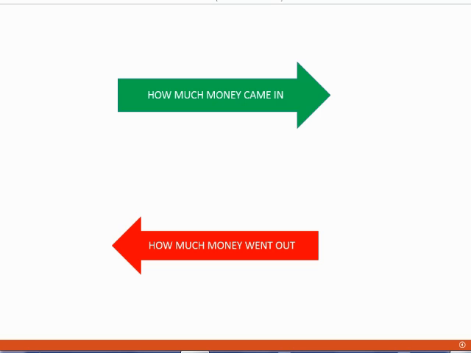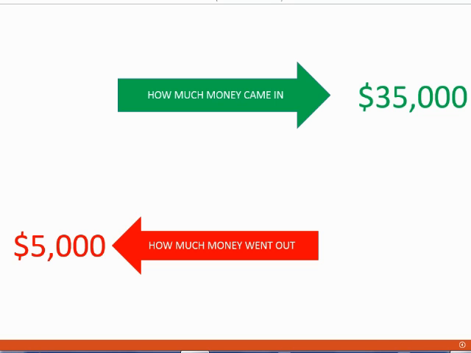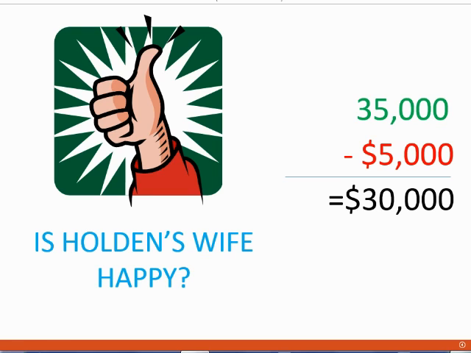However, if he told his wife that the reason he made $30,000 was because the total that came in from the customers was $35,000, and he only needed to spend $5,000 on goods and services to be able to serve the customer and earn the $35,000, do you think in that case Holden's wife would be happy? I think yes, because in this second example, the amount of money that he actually kept is a very large percent of the amount of money that he actually earned from the customer.